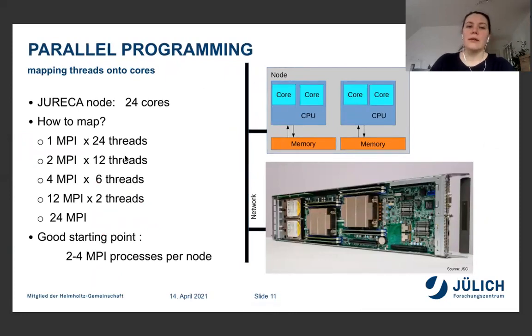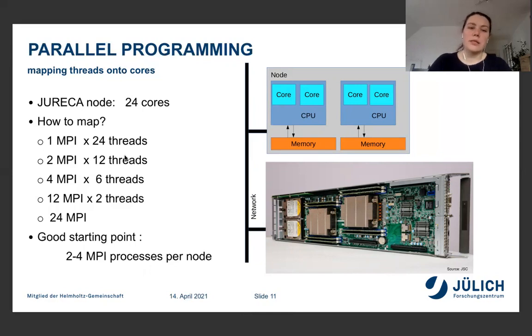If I want to run a code on such a machine, I have a choice, right? For example, here I have 24 cores. What is the best strategy to map? I can start one MPI process and span it over the node. I can make it master of 24 threads, or maybe it's better to start two MPI processes.